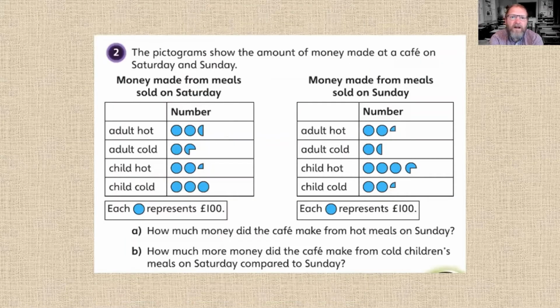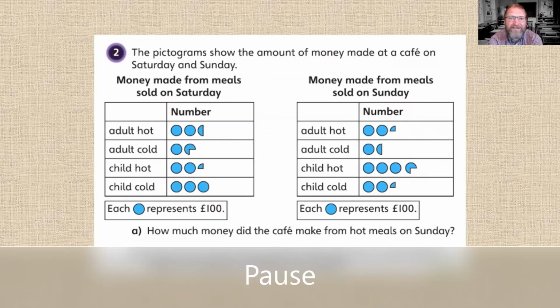Question 2. The pictograms show the amount of money made at a cafe on Saturday and Sunday. The first pictogram is on Saturday, the second one is on Sunday. The question says, how much money did the cafe make from hot meals on Sunday? And question B says, how much more money did the cafe make from cold children's meals on Saturday compared to Sunday? Have a look at this question.